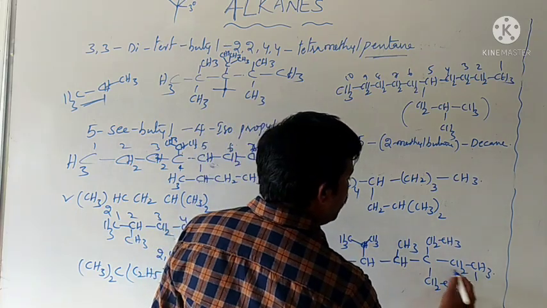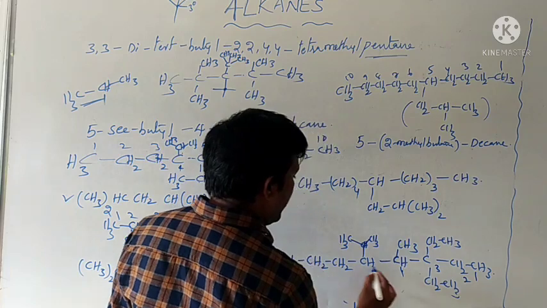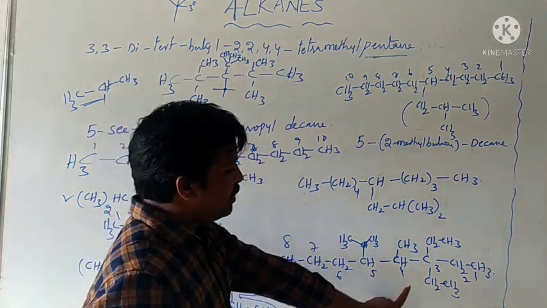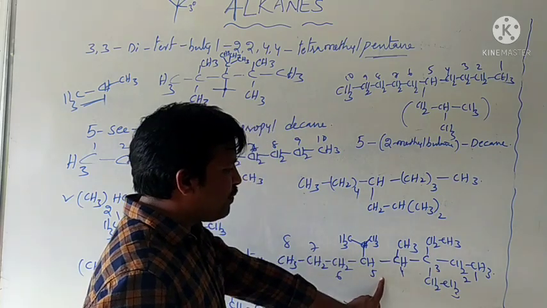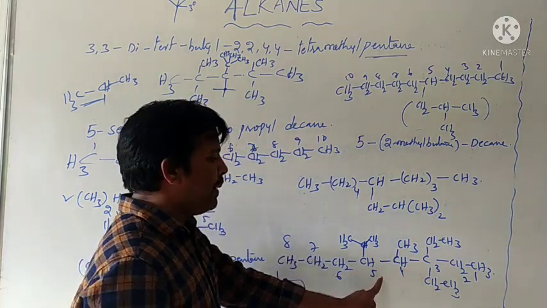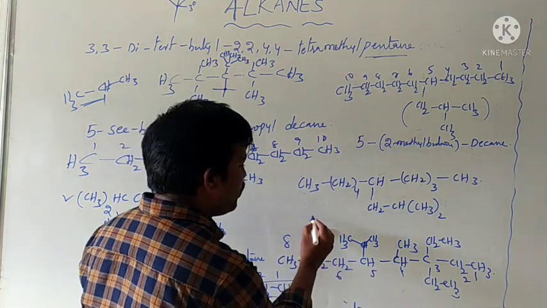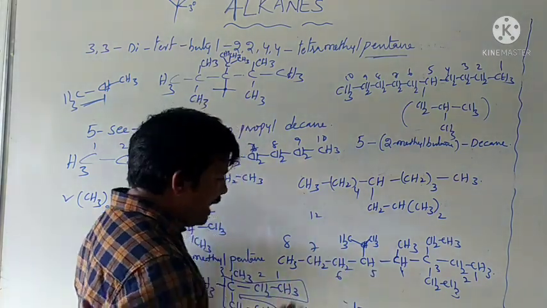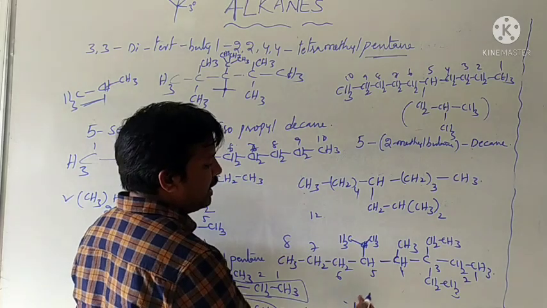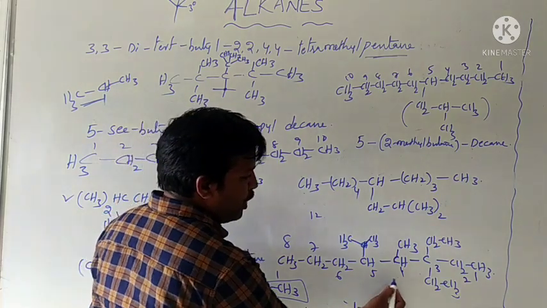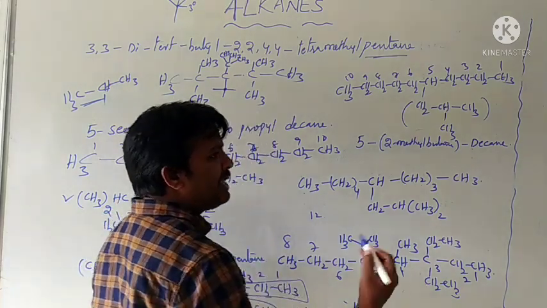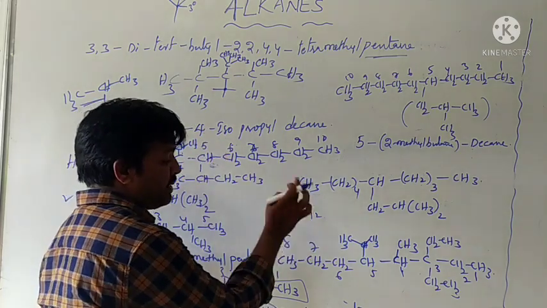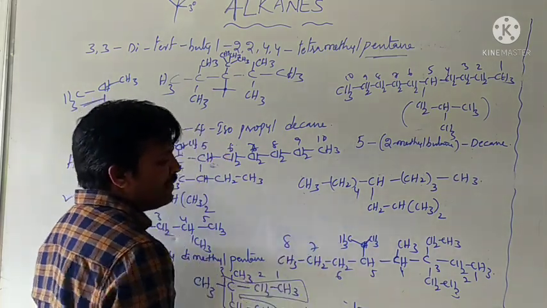Therefore, 1, 2, 3, 4, 5, 6, 7, 8. Here the sum of this substituent 3 plus 4 plus 5, 3 plus 4, 7 plus 5, 12. The sum of these substituents is 12 when we follow right to left numbering. But when we follow left to right, this will get 4, 5, 6. 4 plus 5 plus 6, okay, that is 15. That is more than this. That's why right to left is correct.